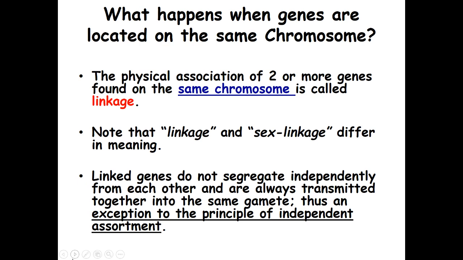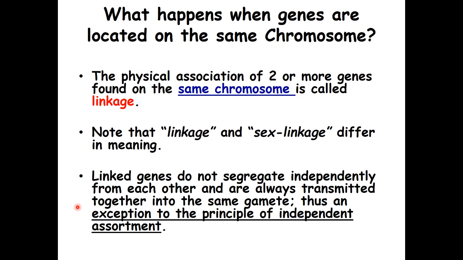Now, we talked about the first one already, which is sex-linked. The gene of interest could be on either the X or the Y chromosome, and because of that, either the female or the male offspring will have the disease that you're looking at.